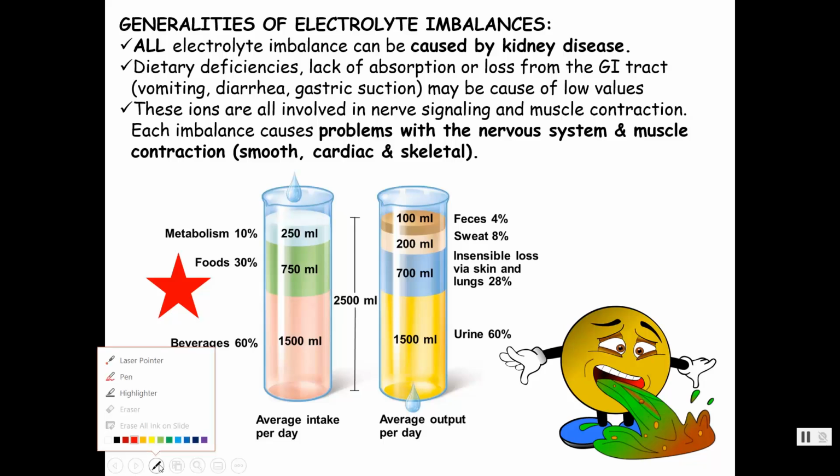We were talking about electrolytes and electrolyte balance, and we are looking at sodium, potassium, and calcium, our big three. And so now we're going to talk about imbalances. Since it is through the kidneys that we have our number one loss of electrolytes, through urination, all electrolyte imbalances can be caused by kidney disease. We get the majority of our electrolytes from our diet, so from our foods and from the things that we drink. And we can also lose them through vomiting or through diarrhea.